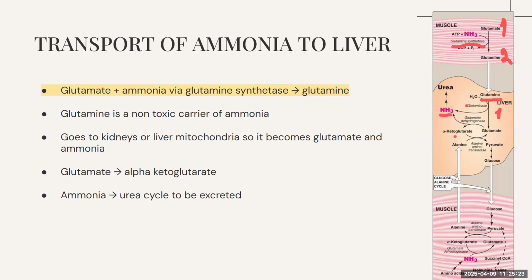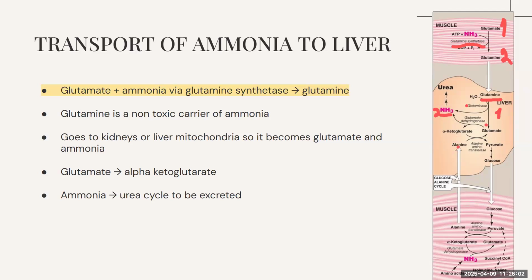Glutamate becomes alpha-ketoglutarate through glutamate dehydrogenase, which is oxidative deamination, and the ammonia is released. So now we have two ammonias that are released from glutamine. The alpha-ketoglutarate with alanine becomes glutamate. This is the glucose-alanine cycle. These are two separate cycles, but the whole point is that we're just transporting the ammonia to the liver so that it can be excreted.